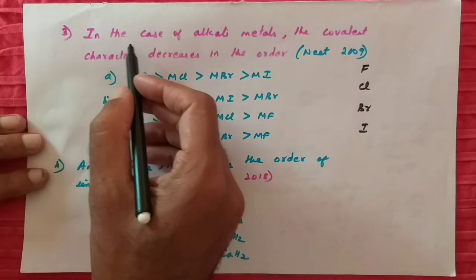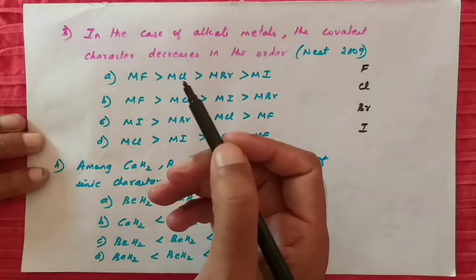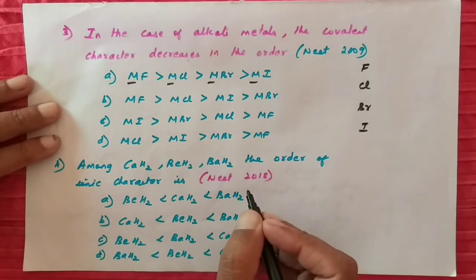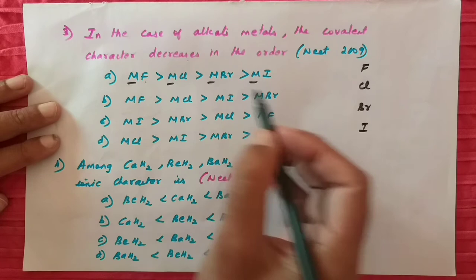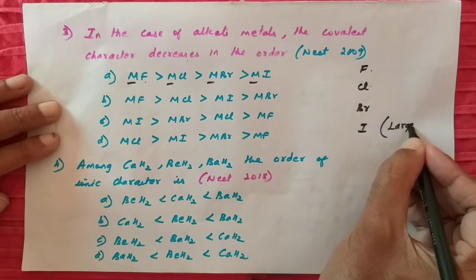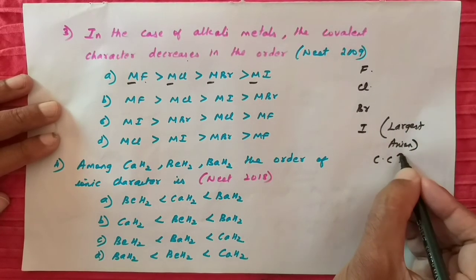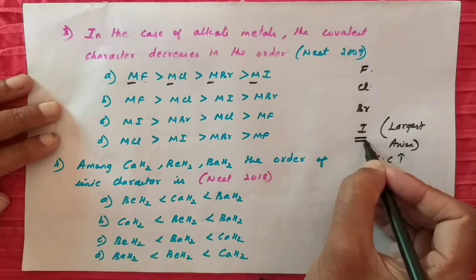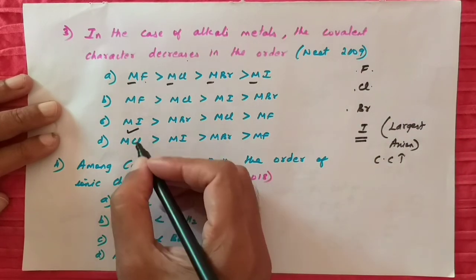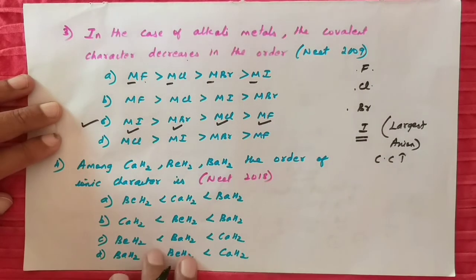Next question: in the case of alkali metals, the covalent character decreases in the order. You have to write the answer starting from the maximum. Here M, the cation, is the same, so there will be a difference only in the anion. The anions are fluorine, chlorine, bromine and iodine, and iodine is the largest anion. So the largest anion will have more covalent character. So MI will have the maximum covalent character, followed by MBr, followed by MCl and followed by MF. So the option will be C in this case.